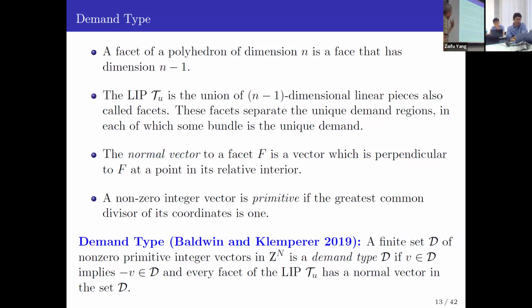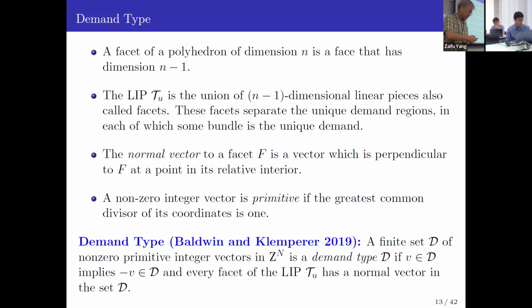So you can see the LIP is actually the union of n-1 dimensional linear pieces. Mathematically you cannot call it a facet because this is not precise, but the linear pieces are more precise. These facets separate the unique demand regions, in each of which some bundle is the unique demand. We also use the normal vector for a facet, a vector perpendicular to this facet at a relatively interior point of the facet. Then a non-zero integer vector is primitive if the greatest common divisor of its coordinates is 1.